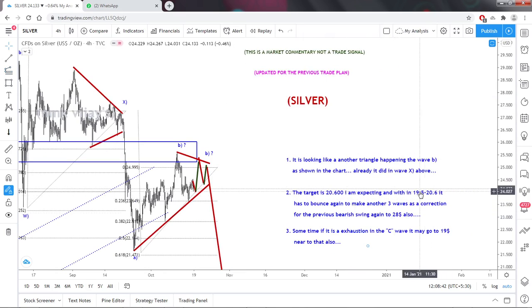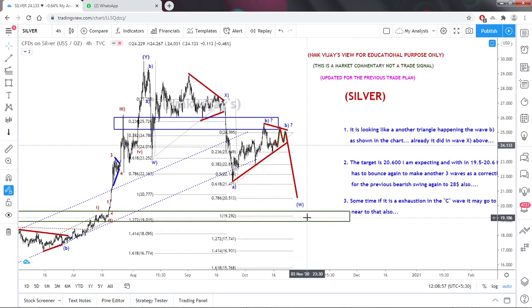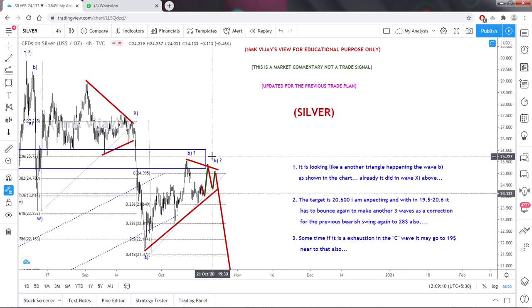I am expecting it within that 19.5 to 20.6. It has to bounce in another three-wave correction, that is later onwards. So in some time, if it is an exhaustion in the C wave, it may reach $19 also. So there is a lot of chance, if it does the same as per my expectations, the triangle, make it a stop loss of 2600. We have to take the trade like this kind of trade setup only. We have to take a risk here only.